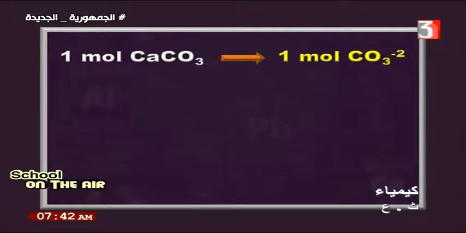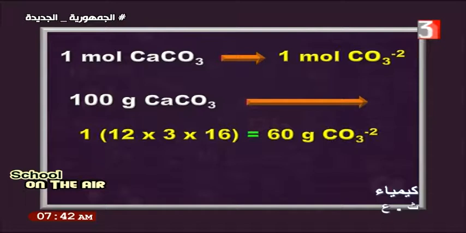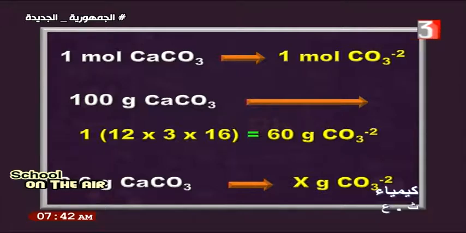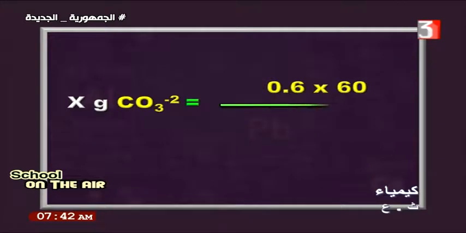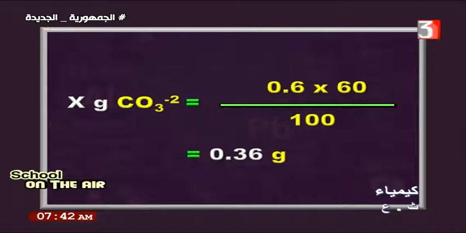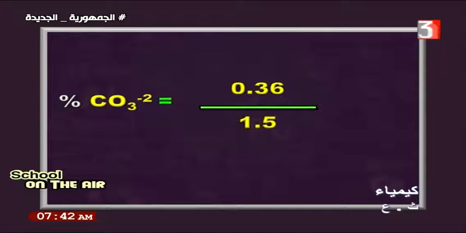As we know, 1 mole of calcium carbonate contains 1 mole of carbonate anion. So 100 gram of calcium carbonate gives 60 gram of carbonate anion. So 0.6 gram calcium carbonate gives X gram of carbonate anion. So the mass of carbonate anion, as shown on the screen, equals 0.36 gram. So the percentage of carbonate anion equals 0.36 over 1.5, times 100, equals 24%.